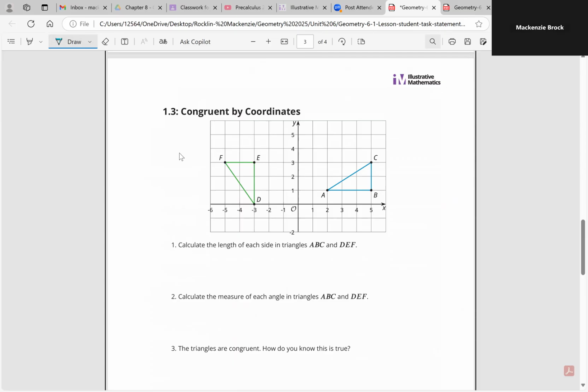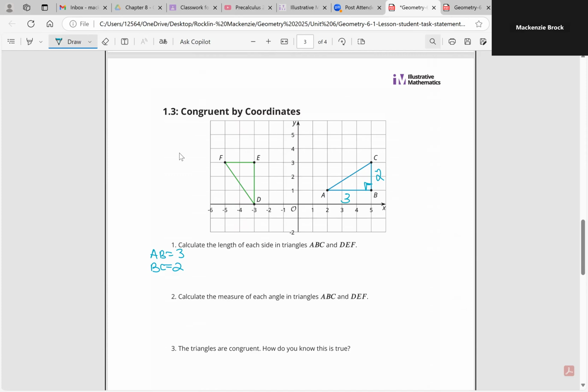Calculate the length of each side in the triangles. Pretty straightforward. Let's do ABC first, which is the blue one. AB, you can just count, it's 3. And BC, you can count as 2. So AB is 3, BC is 2.